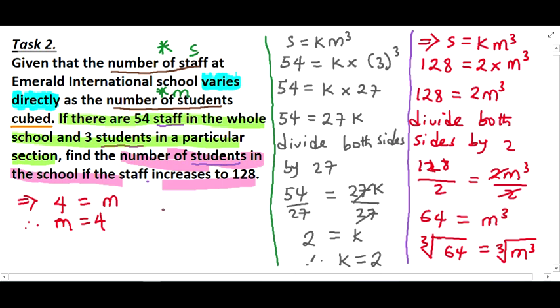Now remember, let's make sense out of this now. When they had 54 staff, remember, they were having 54 staff. They were having how many students?